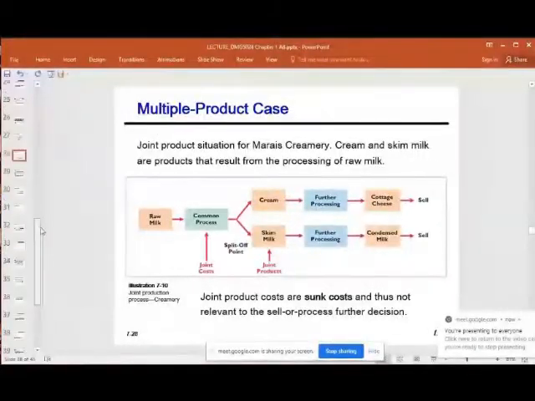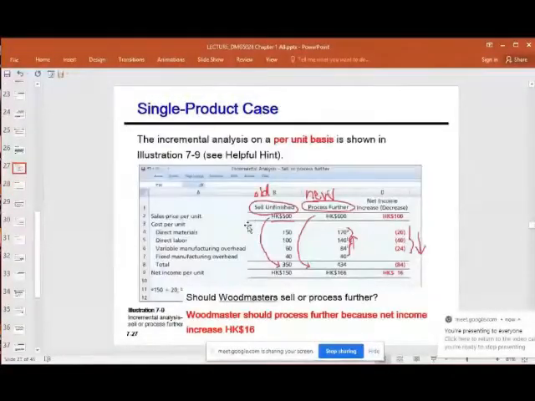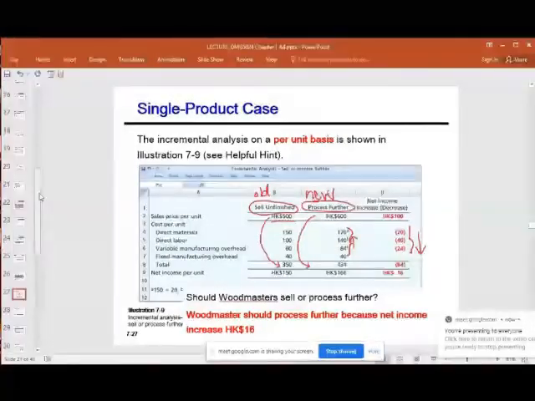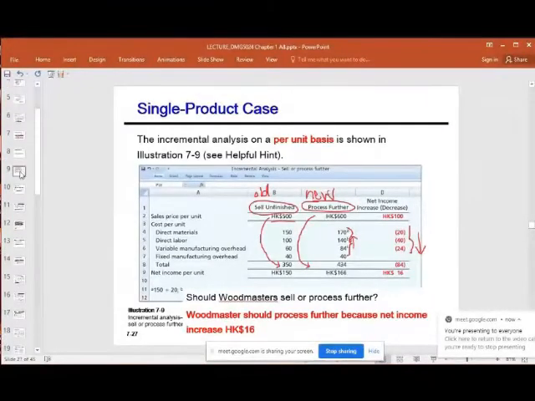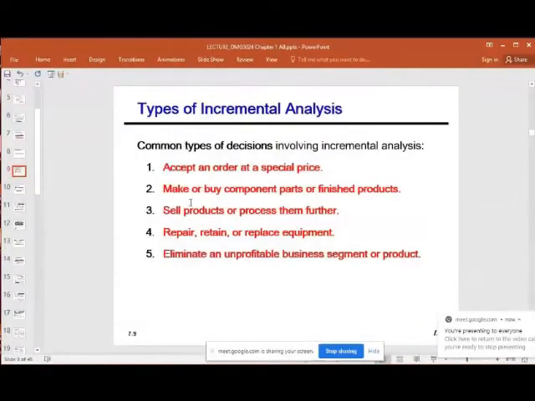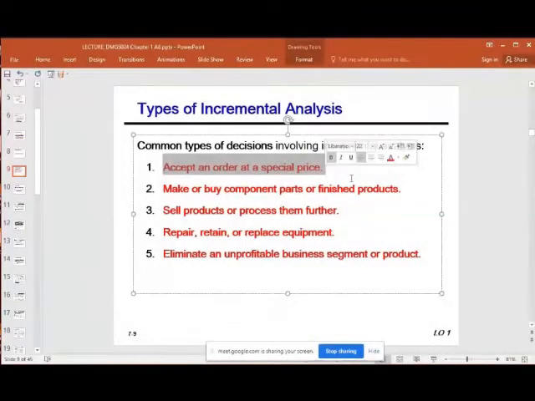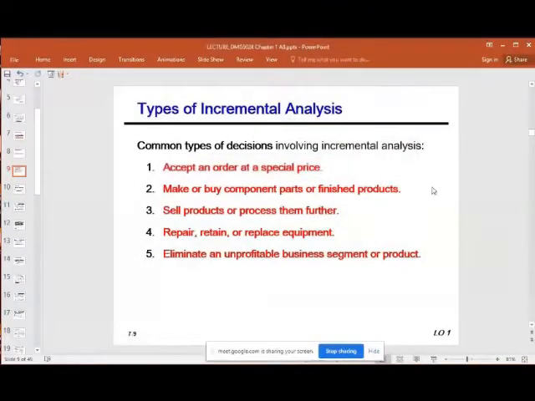So yesterday we stopped at make or buy. Just a recap, let's go back to our types of incremental analysis. Yesterday we did accept an order at a special price, so you have accept or reject.